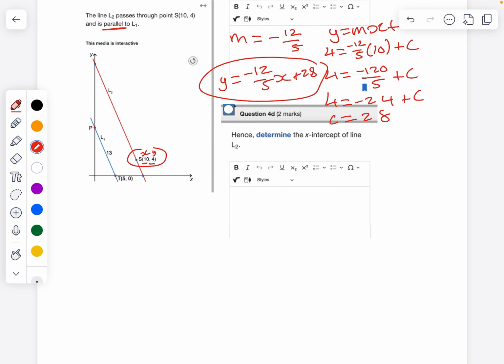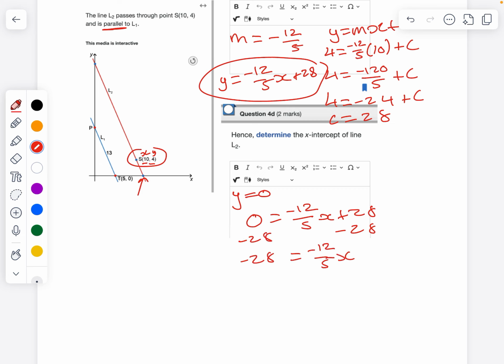Right, and then the next question says, hence determine the x-intercept of the line. So the x-intercept of the line is here. The first thing we're going to notice about the x-intercept is that y is 0, isn't it? It doesn't move anywhere, it doesn't go up or down, it is just 0. So you're going to take your equation and make that equal 0, and then we're going to solve for x. Okay, so I'm going to subtract 28 from both sides.